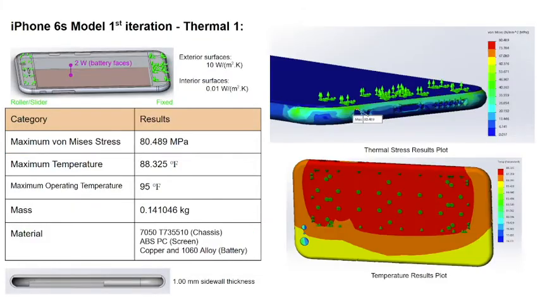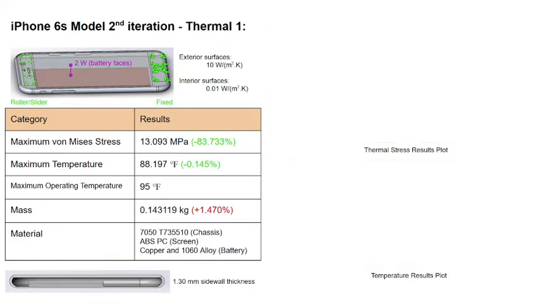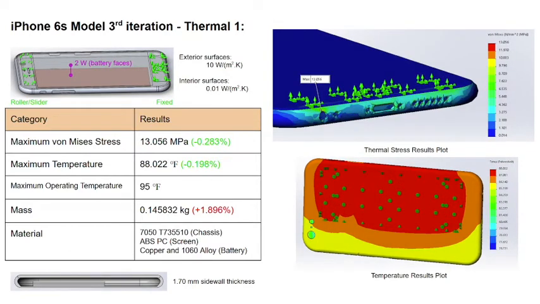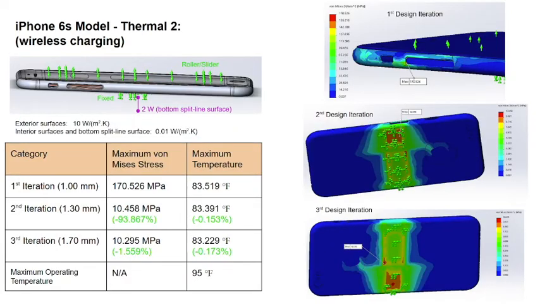The third type of analysis performed is a thermal analysis to see the effect of the battery's operation on the frame. The maximum stress in this analysis is significantly lower than those caused by the static loads in the previous analyses, and the temperature did not exceed the maximum operating temperature. The stress in the second iteration decreased significantly by 83.7%, and there is a slight improvement in the results for the third iteration.